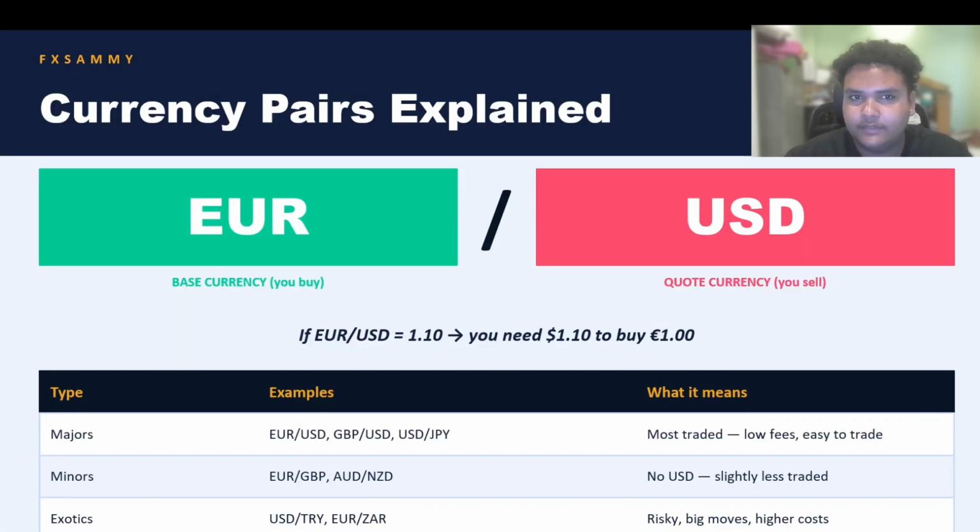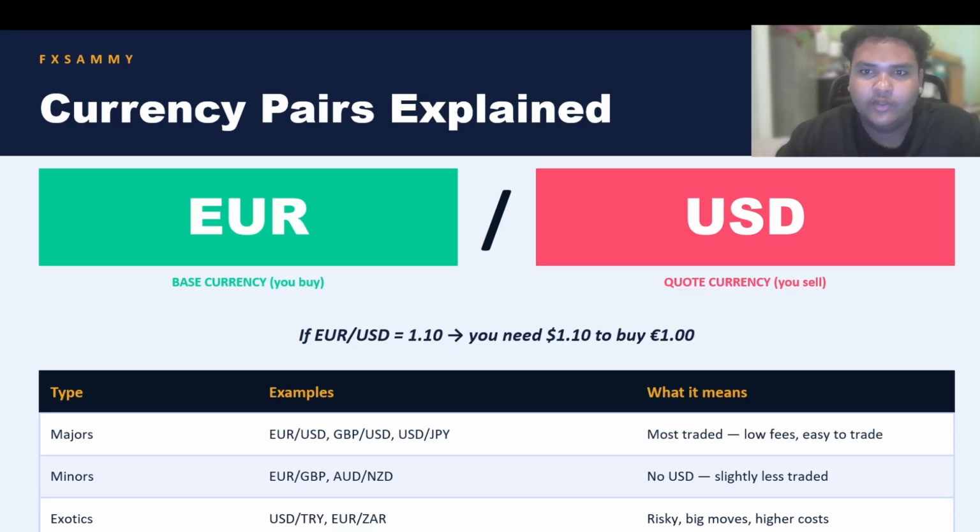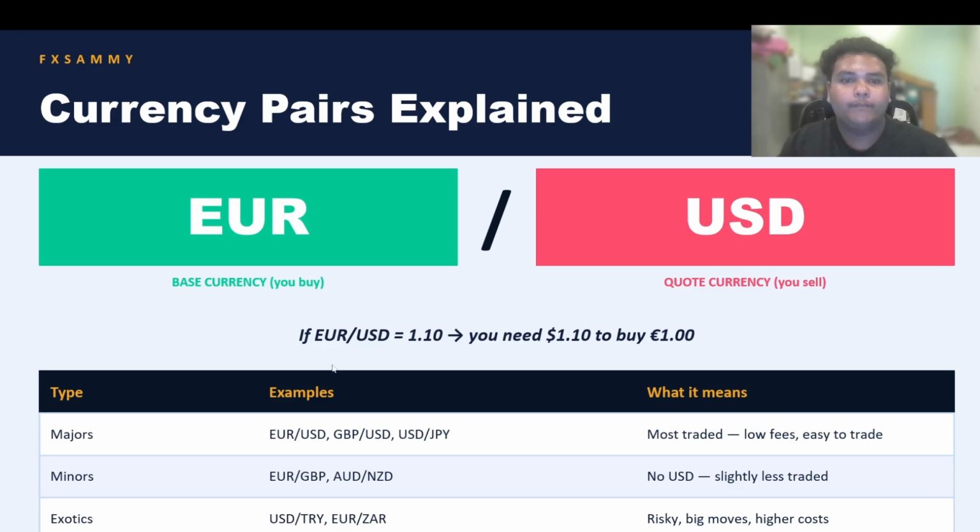We will understand currency pairs first. Euro is the base currency. First of all, what is euro? It is the currency of Europe, and USD, obviously, you know, is the currency of the United States. If EUR/USD is equal to 1.10, you need $1.10 to buy 1 euro. That's the ratio.